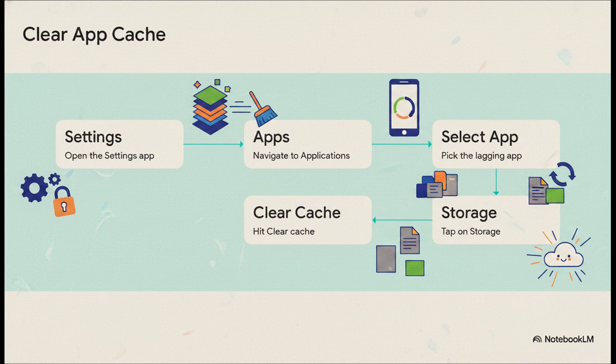Now, let's walk through a super effective, quick fix: clearing your app cache. You just want to pop open your Settings app, scroll down and navigate to Apps. Find the specific one that's lagging, tap on Storage, and hit Clear Cache. This is awesome because it frees up storage space by dumping temporary files, but it doesn't delete your actual login data or your personal files.